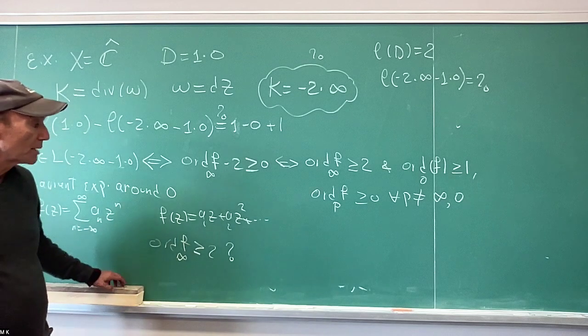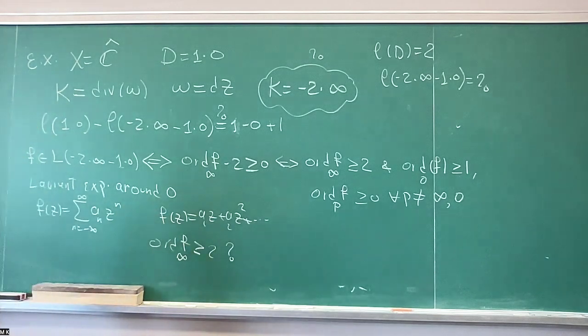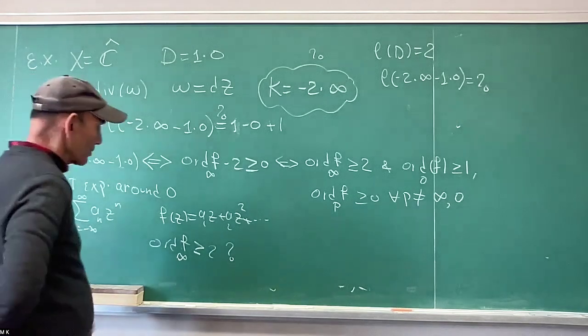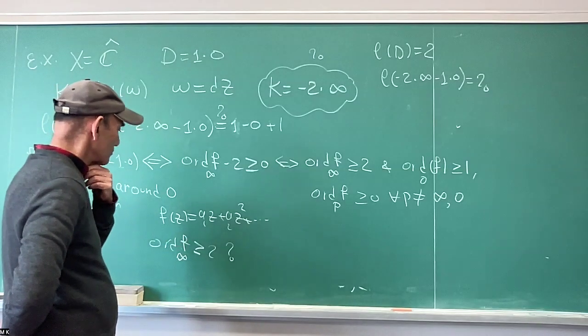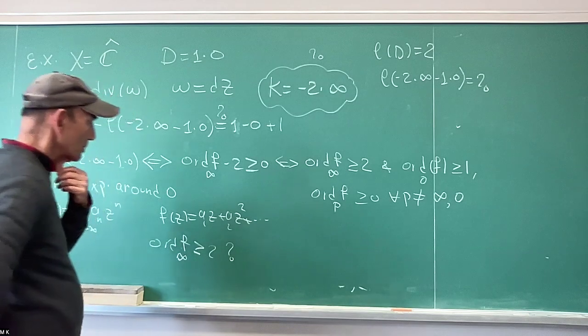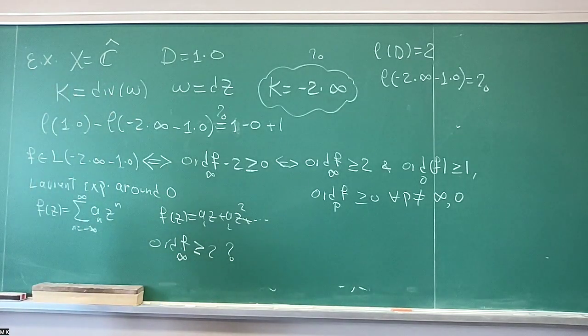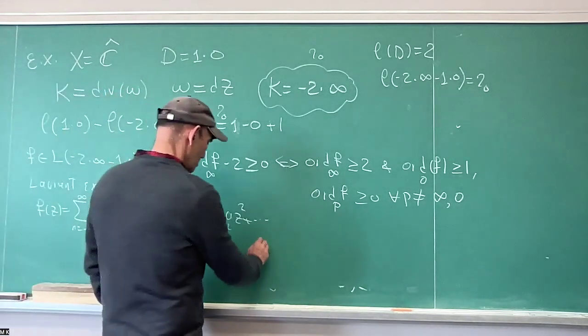So is that possible with that? If A1 and A2 are 0, you're going to get the order at 0? Really? It's not possible? Do you think so? This guy doesn't have a 0 at infinity? No, it's not. It's actually infinite at infinity, this guy. It has a pole. Okay, not possible.